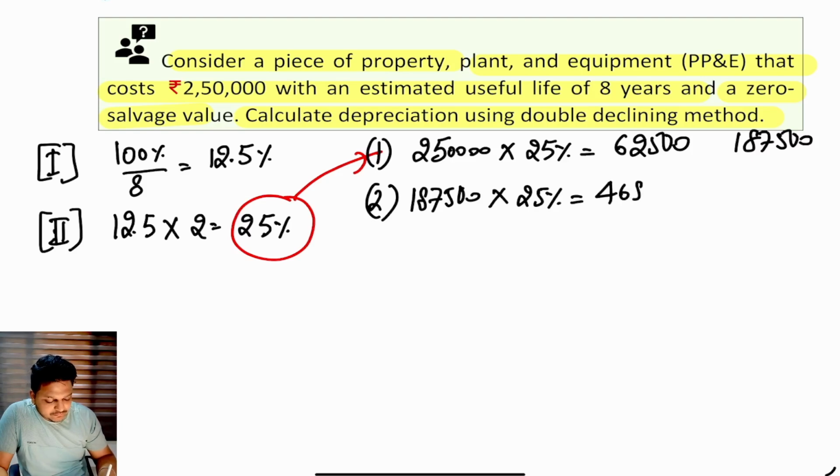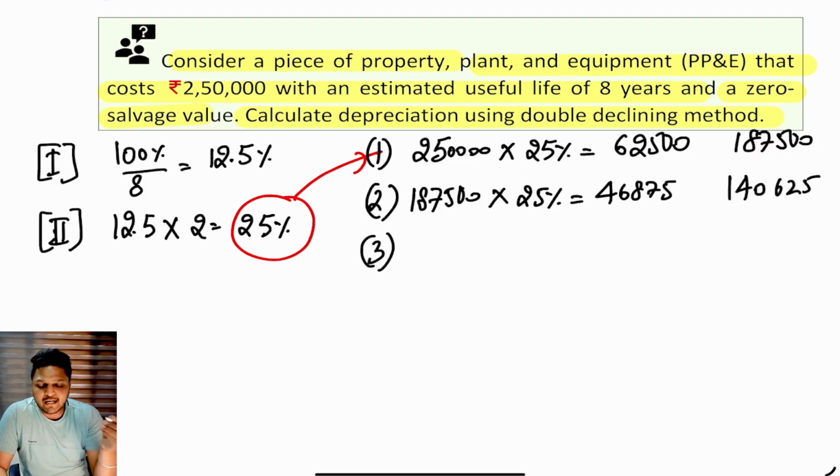46,875. This is the depreciation for the second year. 46,875. And we are left with a net book value of 1,40,625. And for the third year that I'm going to calculate, the rest you can be calculating on your own basis, right, for the practice purposes.